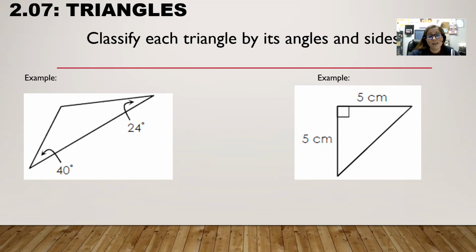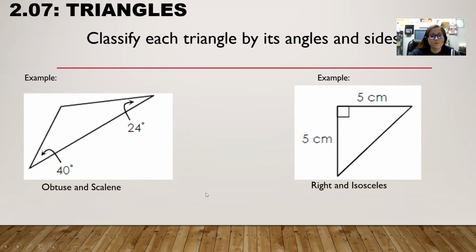We can also say that each of those side lengths appear to be different, even though they don't have measurements listed. We can see that they are going to be different in length if they were labeled. So we would say that this is going to be a scalene triangle.